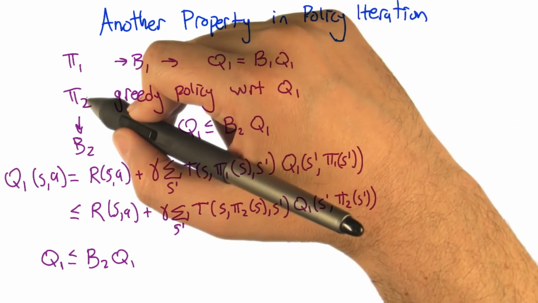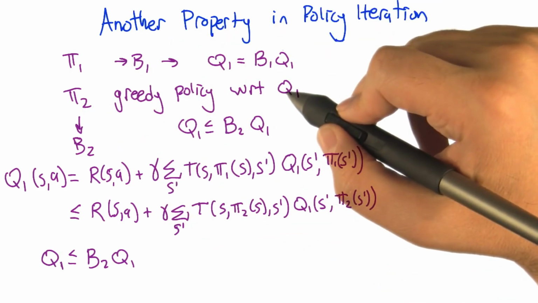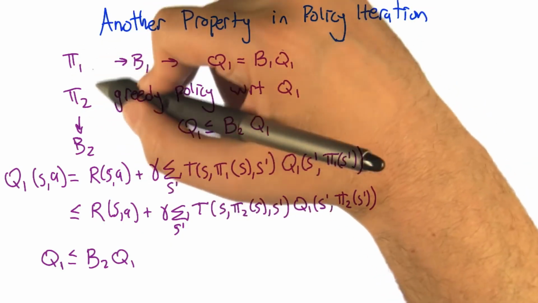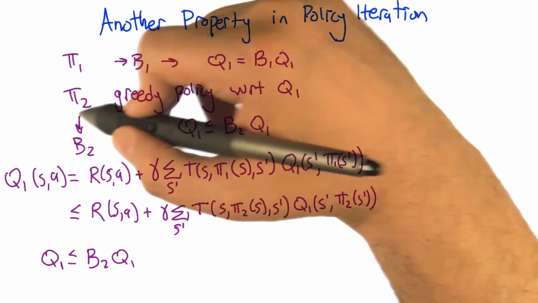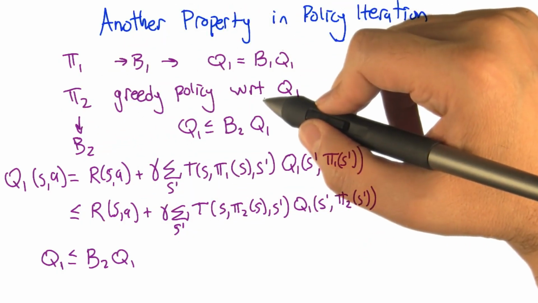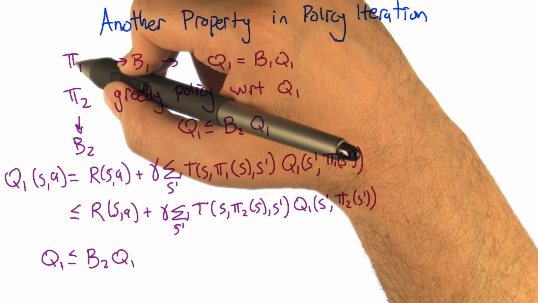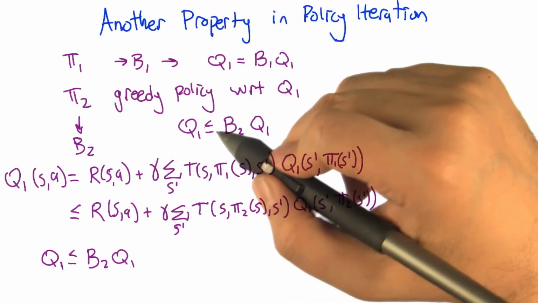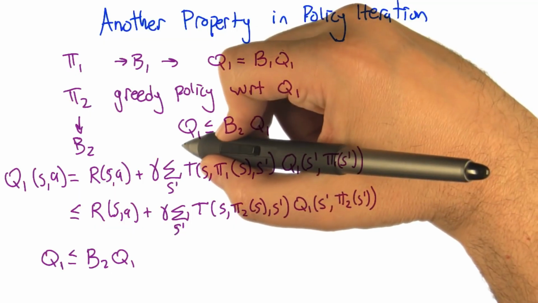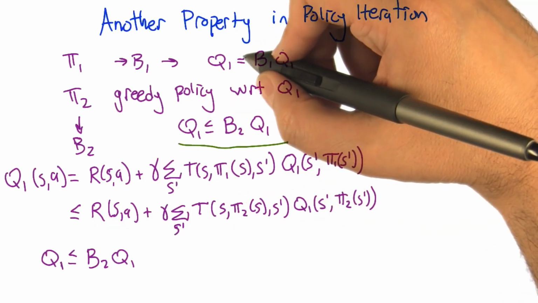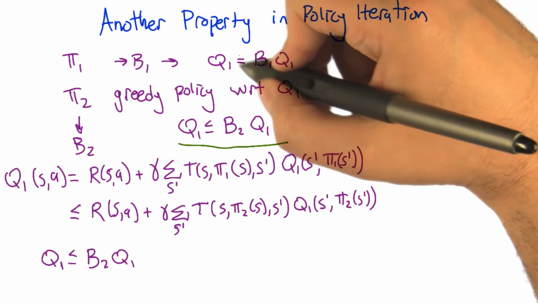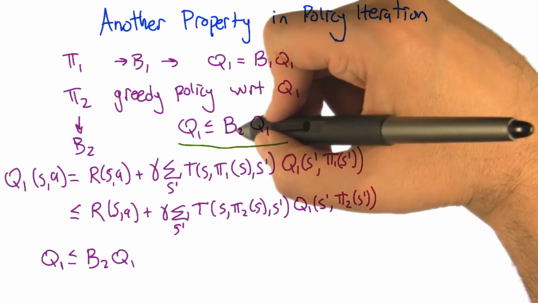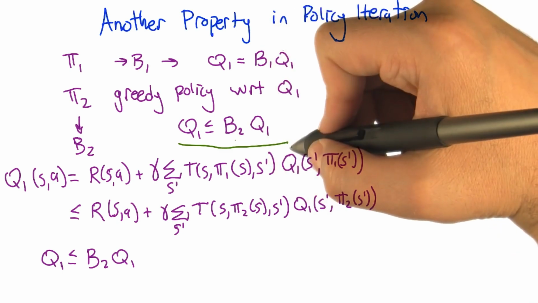Then we're going to take the greedy policy, pi 2, with respect to Q1. So in the last slide or so, pi 1 and pi 2 were just arbitrary policies. Now pi 2 is specifically the greedy policy with respect to the value function defined by pi 1. So then let B2 be the operator associated with pi 2. And this is the thing that we want to show. The Q function that comes from solving for the fixed point of pi 1, so the value function for pi 1, is less than or equal to B2 applied to Q1.